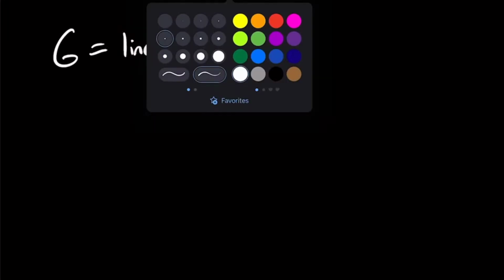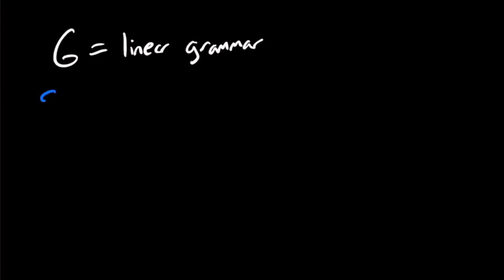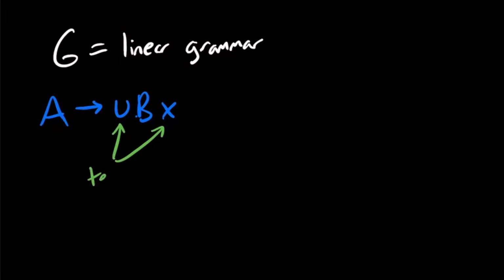So let's think about a linear language. Let G be a linear grammar. We know that all of the rules in the grammar are going to be something like A goes to U B X, where the U part and the X part are only terminals. So they're just a string of terminals. They could be empty, but they may or may not be empty. They're only terminals, and there's exactly 1 variable on the right-hand side or 0 variables on the right-hand side.